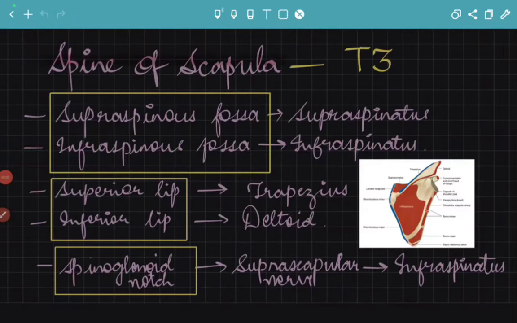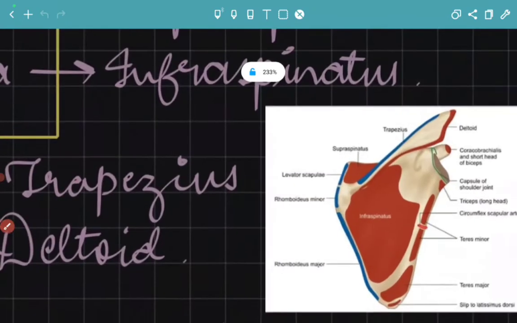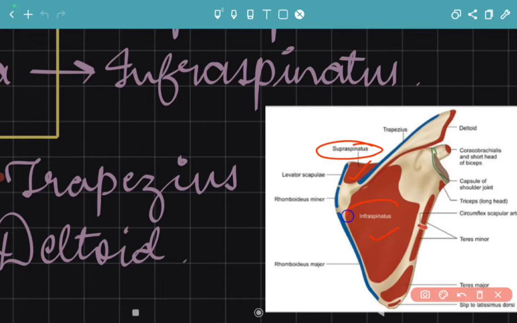Let's study about the spine of scapula. It is present at T3 vertebral level. It has supraspinous and infraspinous fossa. The supraspinous fossa has supraspinatus attached. The infraspinous fossa has infraspinatus attached.